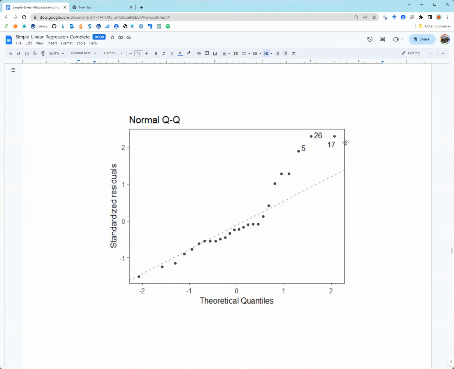Okay. These ones are problematic though. These are too far away. And R actually labels it with the observation number. So it's saying the 5th letter, the 26th letter, and the 17th letter are potentially problematic. They're falling too far away from the diagonal line here. So because these points stray far from this diagonal line on the QQ plot, this suggests the normality assumption is violated.